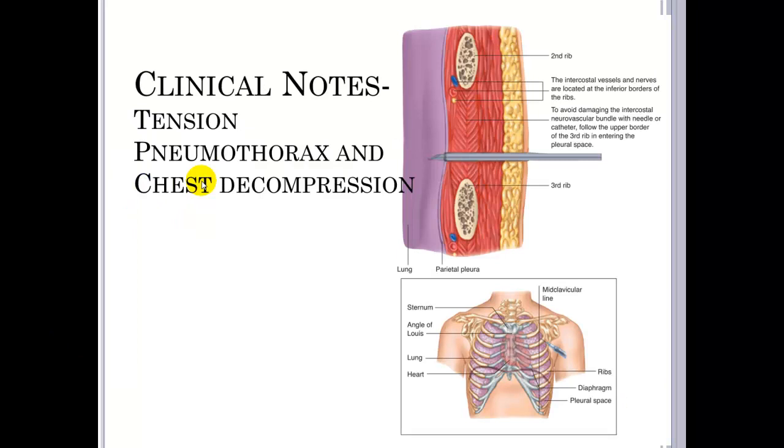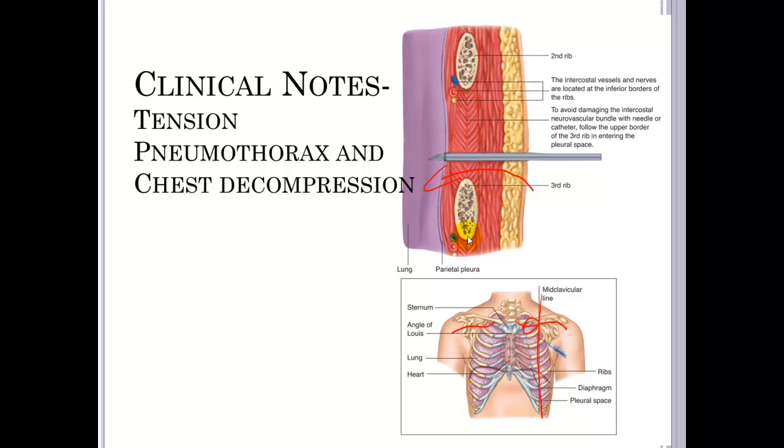Clinical note, tension pneumothorax and chest decompression. We want to hit the midclavicular line just over the third rib. And the reason that we want to go just over the third rib is because we have vascular structures that are running up here. If we get too high into this area, we can hit them.